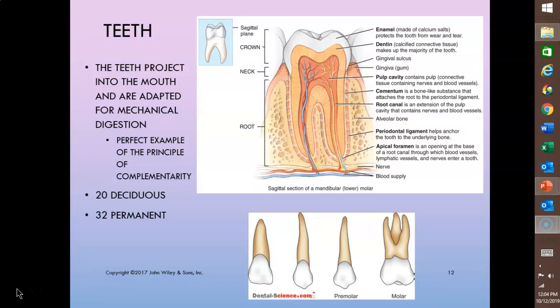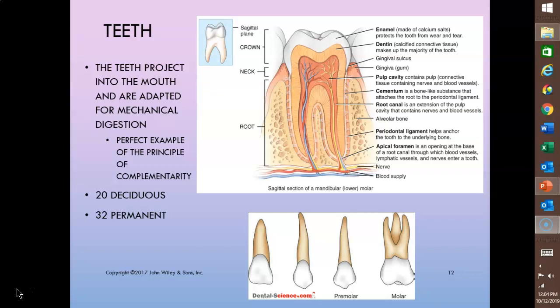Your teeth are accessory digestive organs as well, and they're located in the sockets of the alveolar processes of the mandible and the maxilla. The alveolar processes are covered by gingivae or gums, and those gums extend just slightly down into each socket, and along with the periodontal ligament, they anchor the teeth to the socket walls.